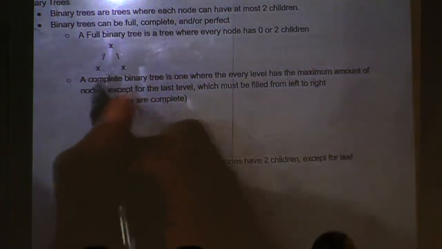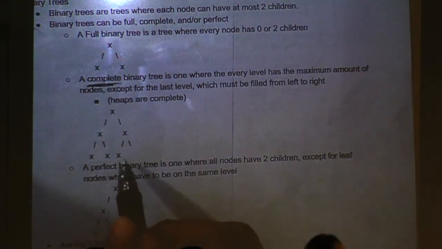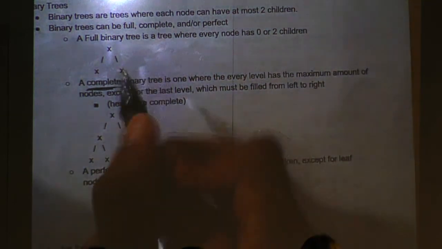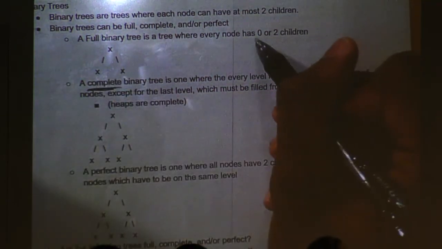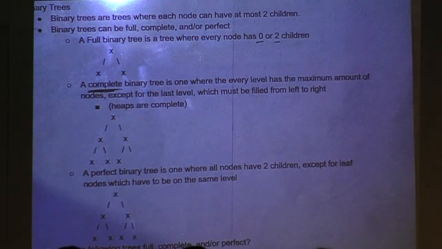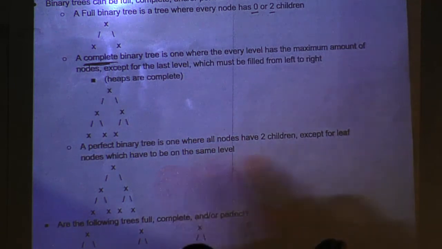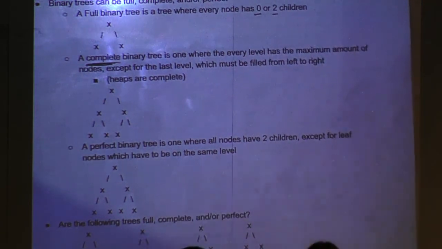We went over what complete was already with min heaps, how you have to fill it up from left to right. But full is when every node has 0 or 2 children. So if any node has 1 child, then it's not going to be a full tree. These are just definitions that he might ask you on the exam. So a perfect tree is where all of them have 2 children except for the leaf nodes here. Make sense?